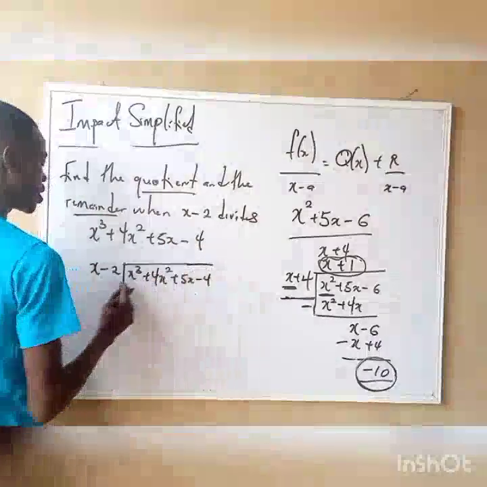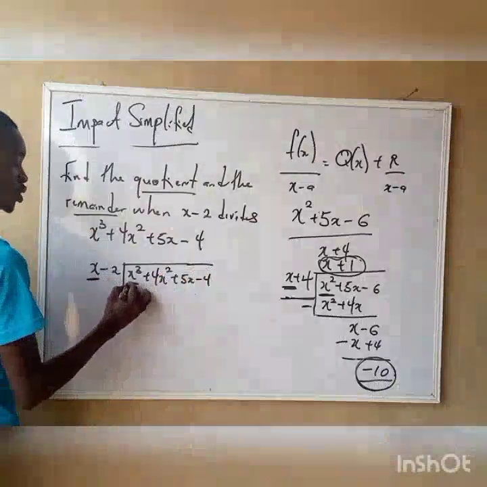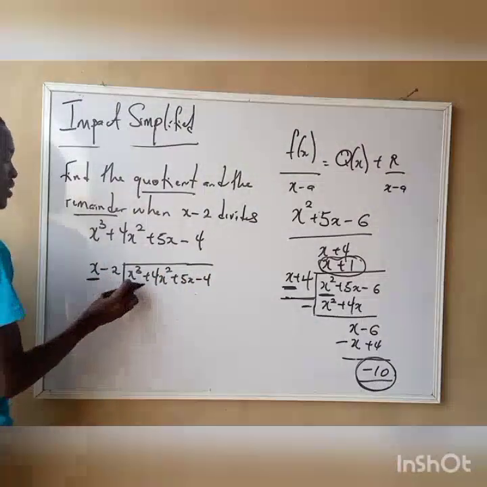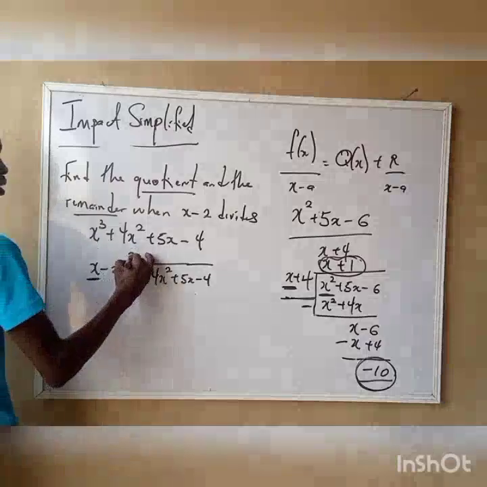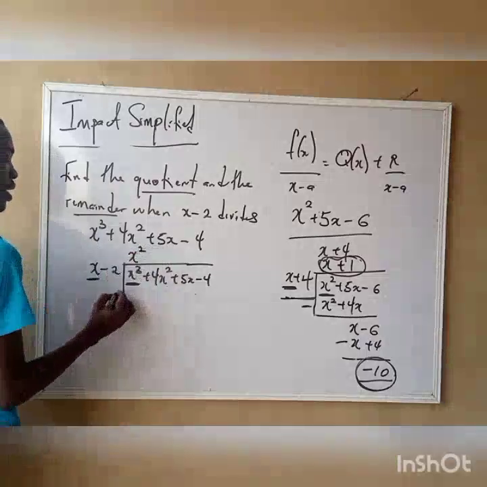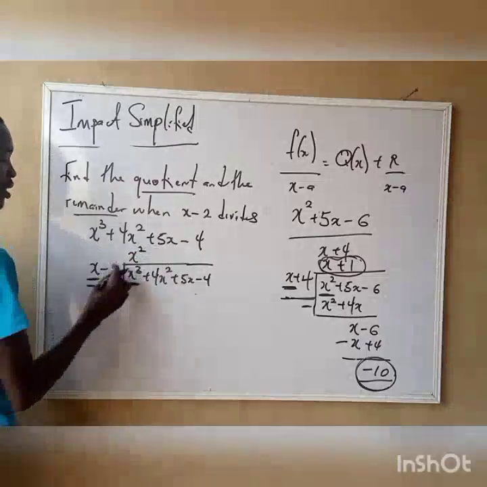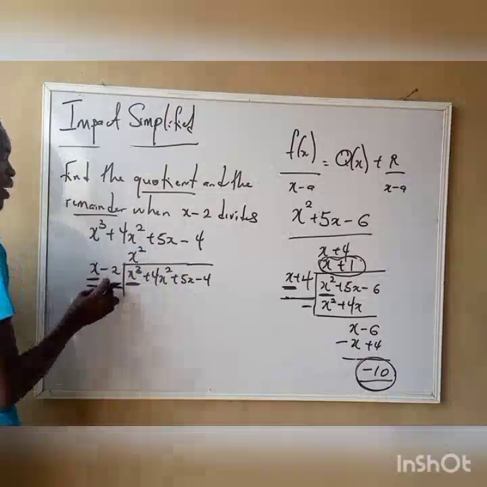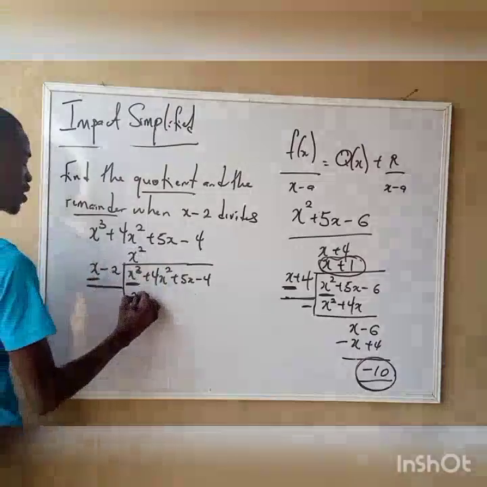From this, you use the first x to divide the first x. That means what is x cubed over x? That will give us x squared. And this x squared, you use it to multiply everything. So let's use this x squared to multiply everything. x squared times x will give us x cubed.